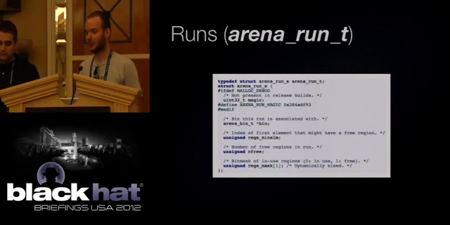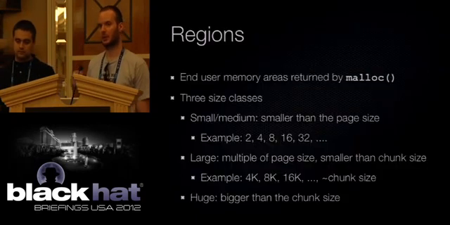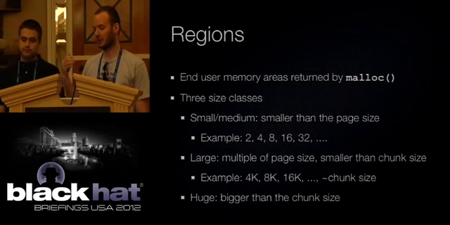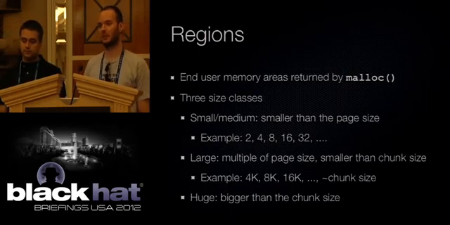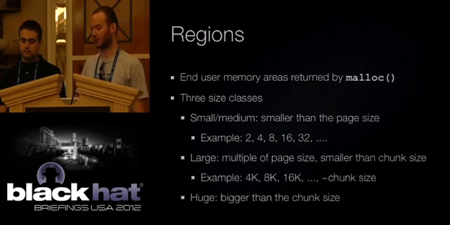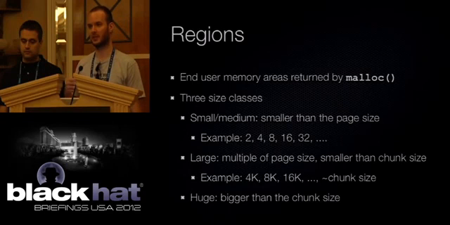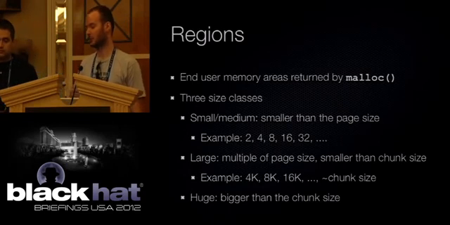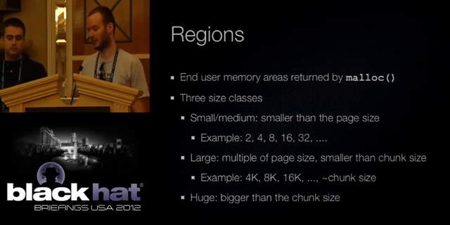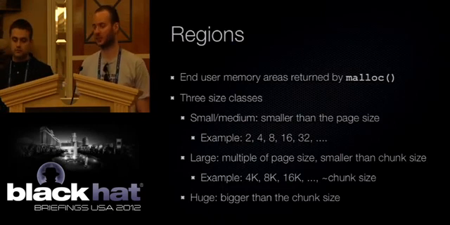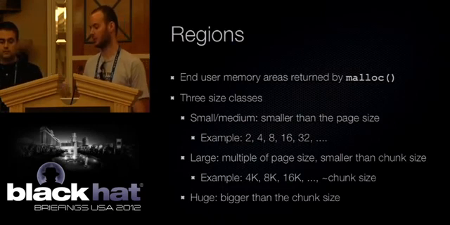In JMalloc terminology, regions are the end-user memory allocations returned by malloc. Those allocations are divided into 3 size classes: small or medium depending on the JMalloc flavor used, large allocations, and huge allocations. Small allocations are usually smaller than the page size. Large allocations have a size that is a multiple of the page size and smaller than the chunk size. And huge allocations are equal to or bigger than the chunk size.